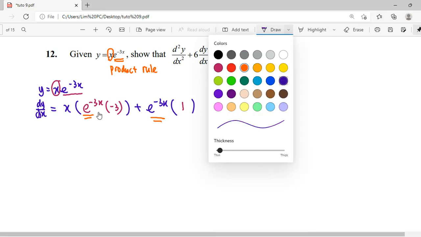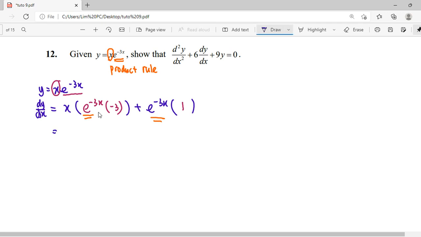And then we manage to simplify. So we factorize out our e negative 3x. What is remaining in the first term here? When you take out e negative 3x, we have negative 3x. In the second term, when we take out e negative 3x, we will be remaining with 1. So plus 1. That will be our answer for d2y/dx squared. We obtain this part, then we try to differentiate it again.